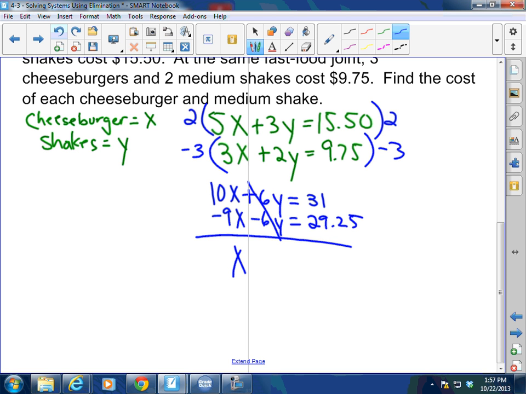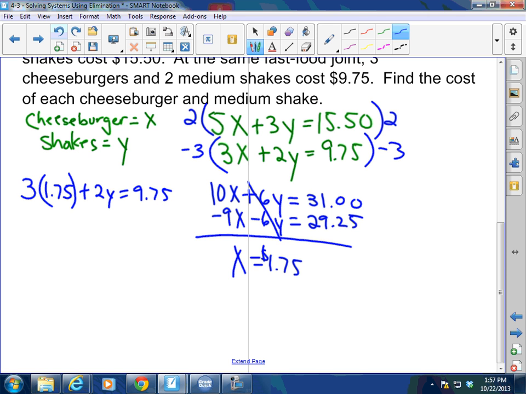The y's cancel, x equals $1.75, right? Yeah, 1.75. Perfect. So my cheeseburgers are $1.75. Now I gotta plug it in. I would go to the second one too. It's easier. 3 times 1.75 plus 2y equals 9.75.